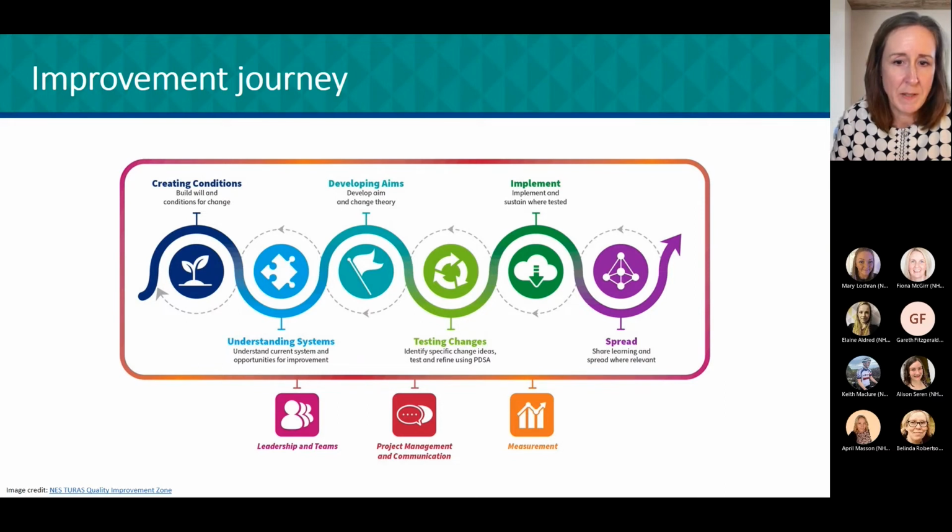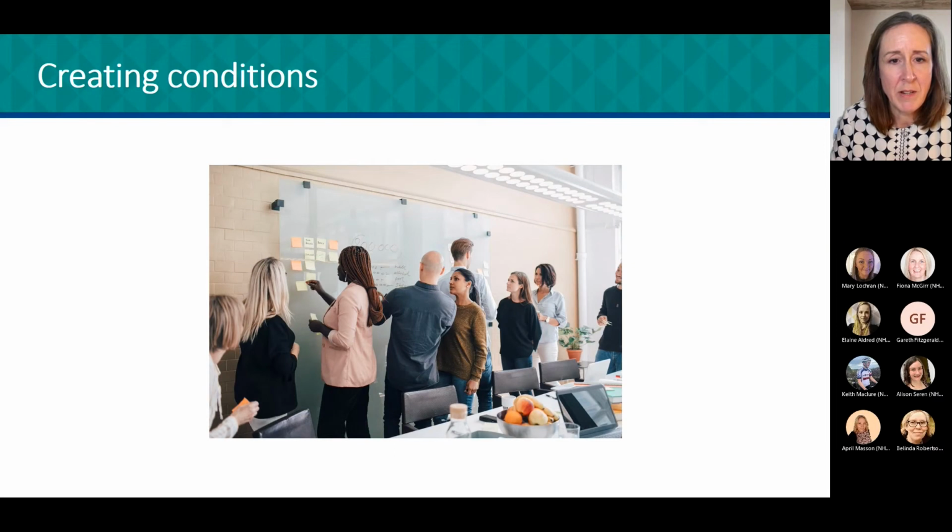So here I'm going to move on to talking about an example from my own practice using that process that you've just seen about quality improvement methodology. So first of all, we talked about creating the right conditions. At my practice, this looked like a whole team engagement session where we got the whole multidisciplinary team together and we talked about acute prescriptions.